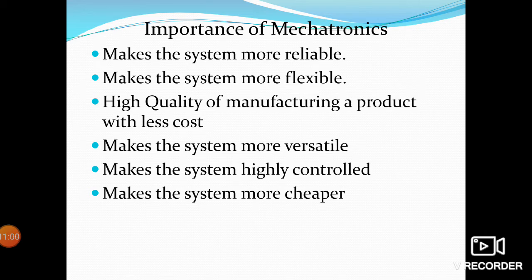That means it is less costly compared to if we do any type of production, any type of process, with the 100% aim of getting efficiency of production. It may not be possible if we have different laborers with different skills. So that is why it is important, as it is possible to make the system cheaper. So this is about the importance of mechatronics systems.